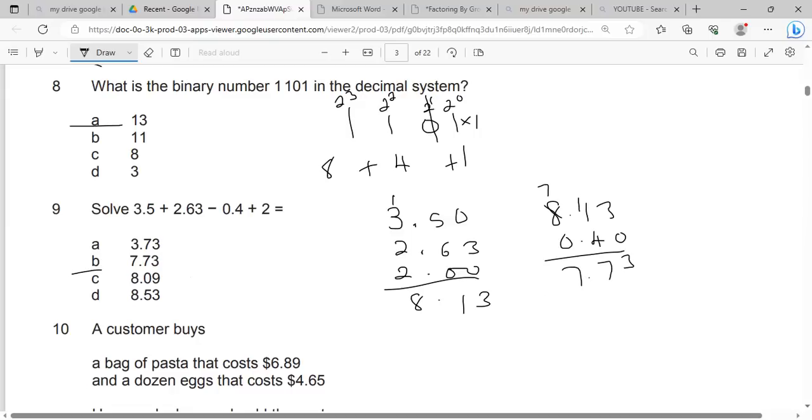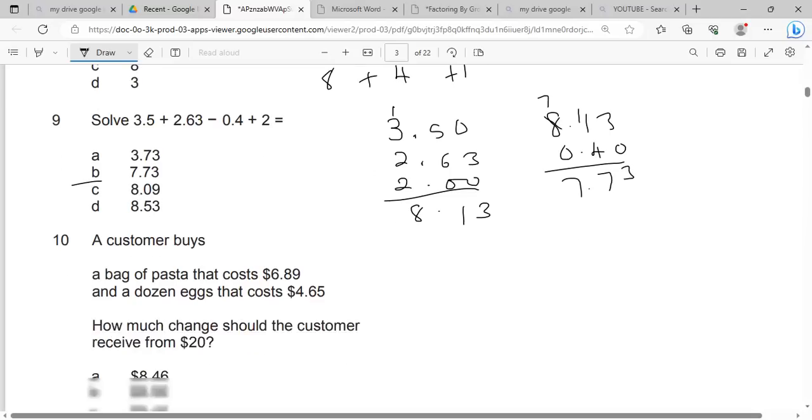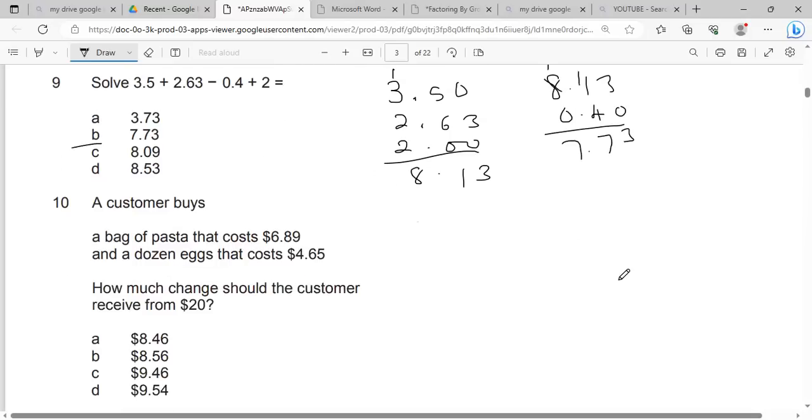Number 10 says a customer buys a bag of pasta that costs $6.89 and a dozen eggs that cost $4.69. How much change would the customer receive? Guys, I want you to test if you can do it as fast as I am doing it. All right, let's go.